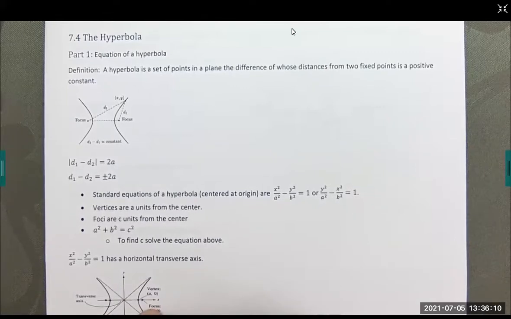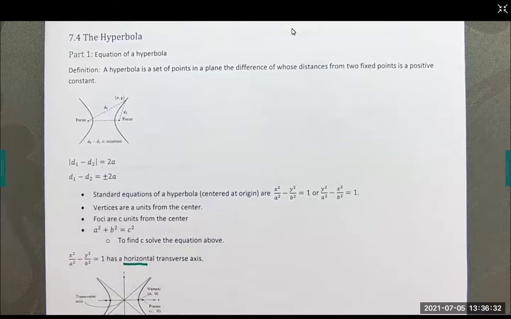All right. When we have the x part first, we have what's called the horizontal transverse axis, meaning the horizontal axis cuts through the graph. And the horizontal transverse axis is going to have the foci on it.